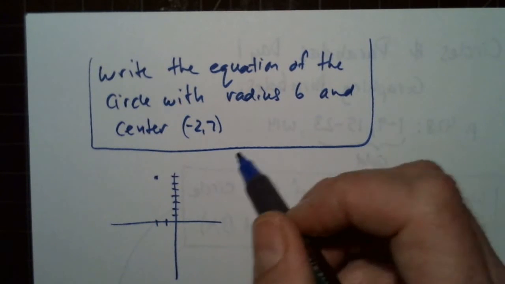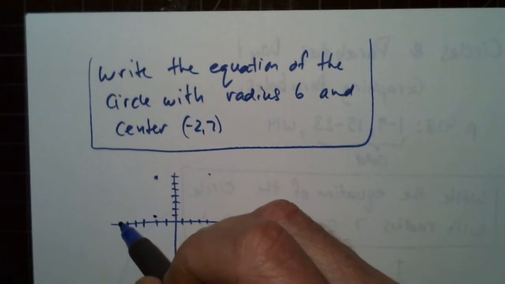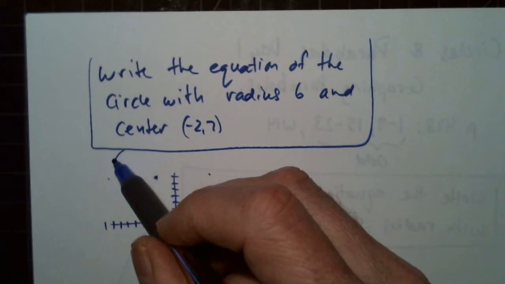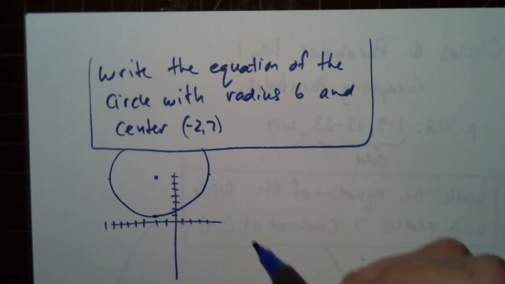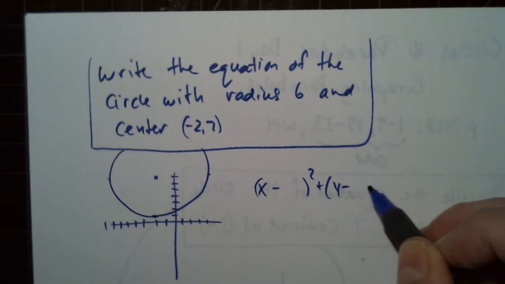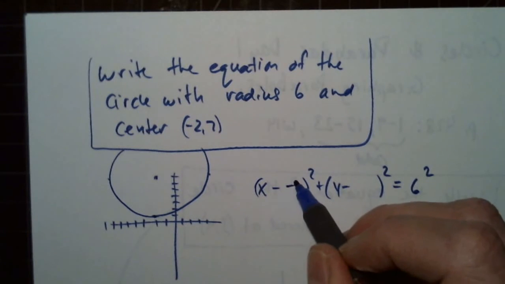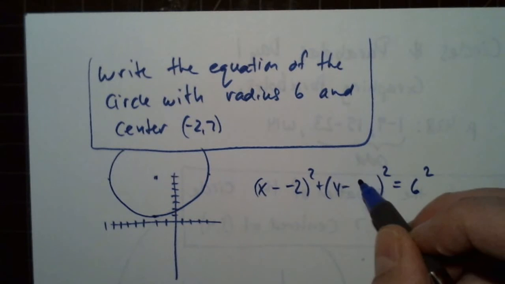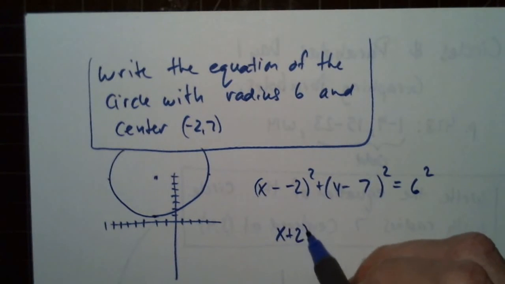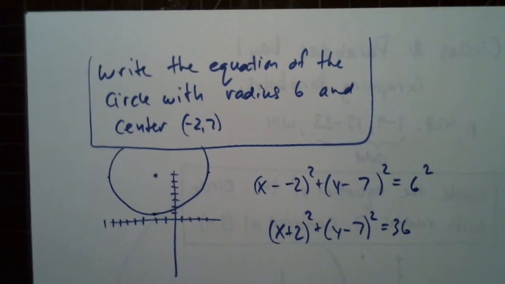Center, negative 2, 7, and we're going to go down 6. 1, 2, 3, 4, 5, 6. And we have a circle like that. So we just fill in the equation. The radius is 6. The horizontal shift is negative 2, and the vertical shift is 7. So we could write it like this. And that's just a quick review of circles.